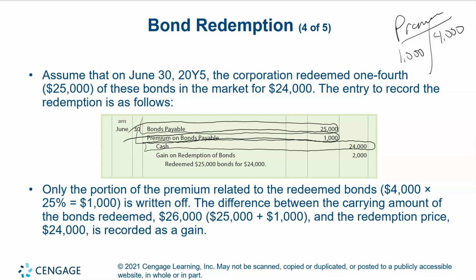The difference that we need to balance now is a gain because we need a credit to balance. The way I like to look at this is the face value that we're giving up is 25,000. The premium related to that 25,000 is 1,000, which means that the carrying value is 26,000. We had to pay off 24,000. So that means that the carrying value was higher than the amount that we had to pay. So this means it's a $2,000 gain. So you can write down that formula to calculate your gain or loss on early redemption of a bond.